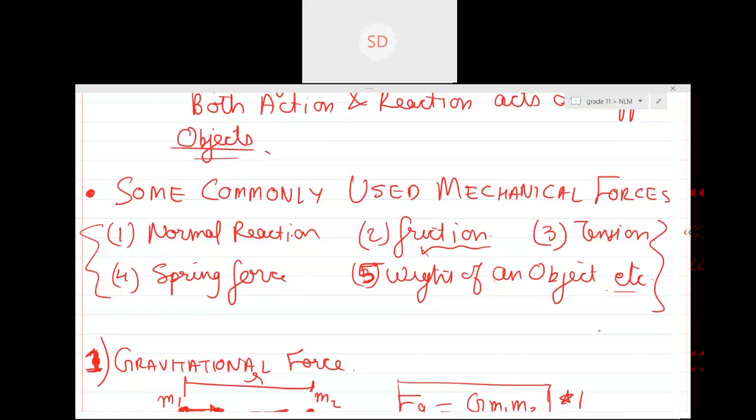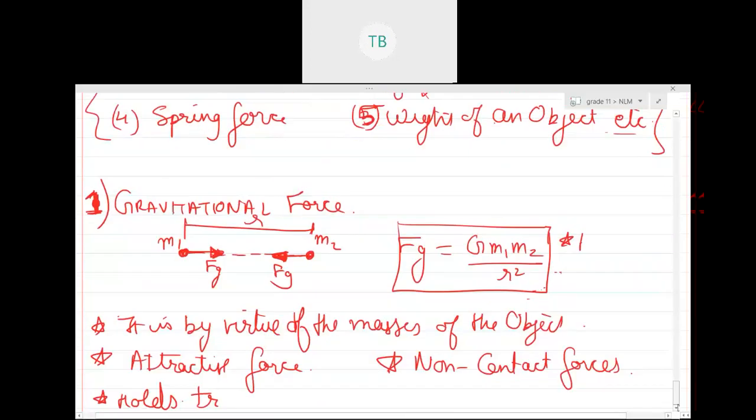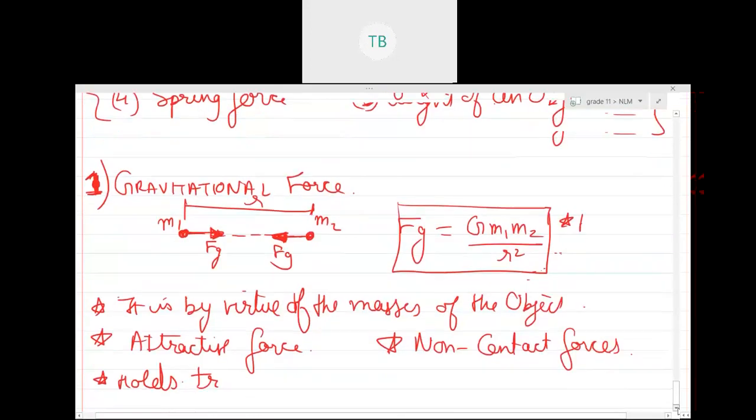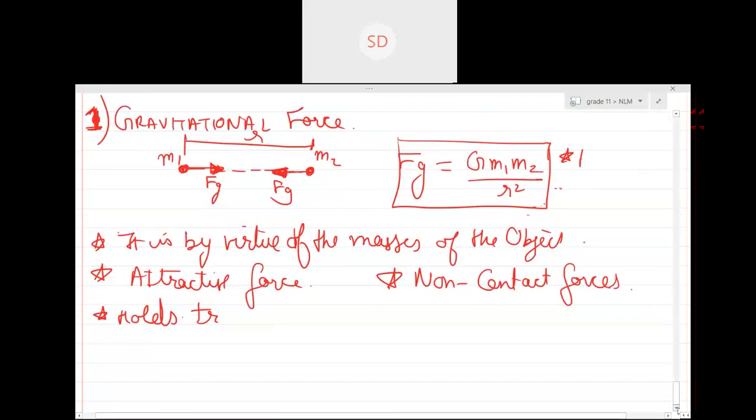So done, sir. Gravity. This formula holds true for any 2 point masses.